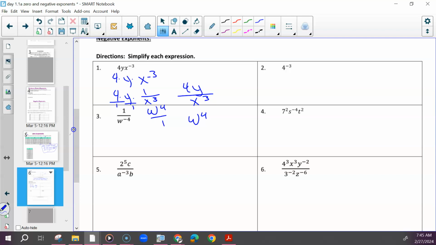What other ones on this page do we want to go over? Do you have questions? Number 6. Okay. 5. Okay.